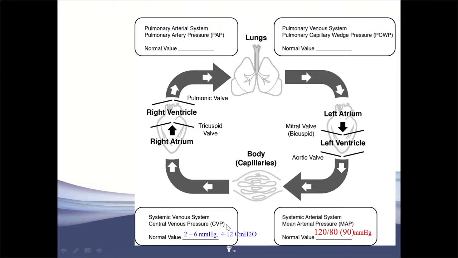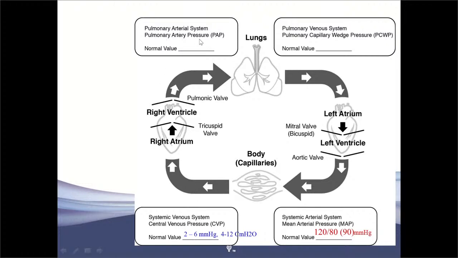Okay. Come over here to your CVP box. We've already told you what the normal values are for CVP. It's 2 to 6 millimeters of mercury or 4 to 12 centimeters of water. So it could be either one of those. Make sure you know both of those numbers. Again, you got to know these blood pressures to know whether or not the blood pressure is going up or down to figure out what the problem is. All right, so it's very important you know these blood pressures.